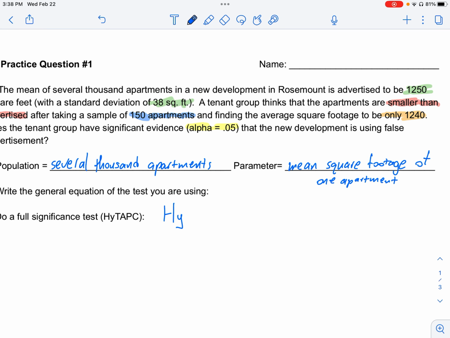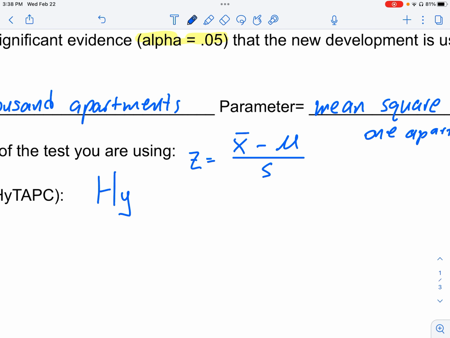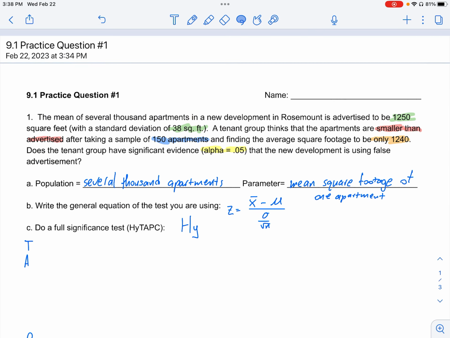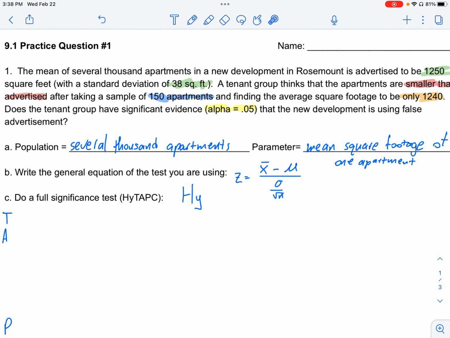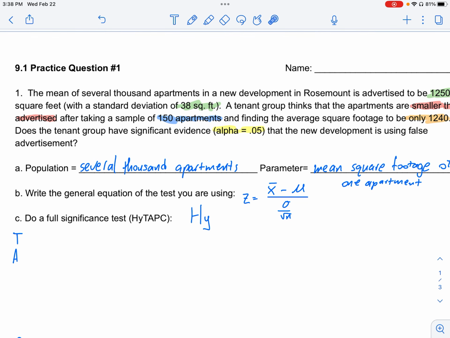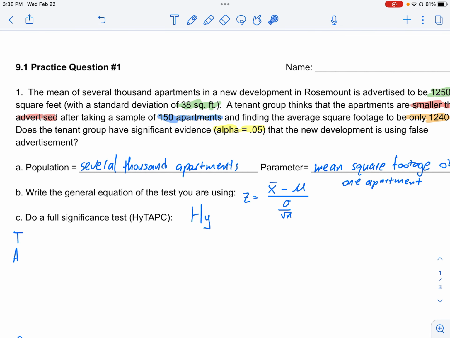The general equation of the test that we're going to use is z. We're going to get a z-score: the x bar of the sample minus the parameter, divided by the standard deviation. Actually, it's going to be sigma divided by root n. Why is it sigma? Because we're going with what they're claiming, that this is the standard deviation for all of the population. That's kind of semantics.